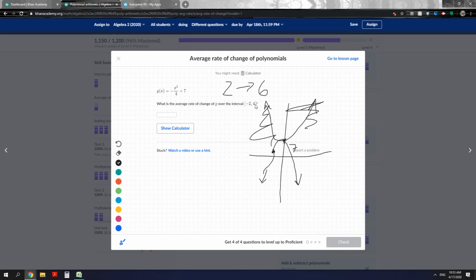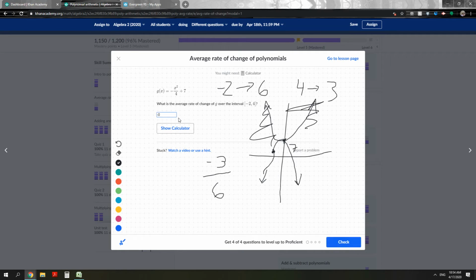If I plug in 4, what do I get? Well, 4 squared is 16. 16 divided by 4 is 4. So I get -4 plus 7. So if I plug in 4, I'm going to get 3. Now you'll notice we went from -2 over to 4. So this is my run. My rise, I went from 6 to 3. So my rise was -3, right? Because I went down 3.